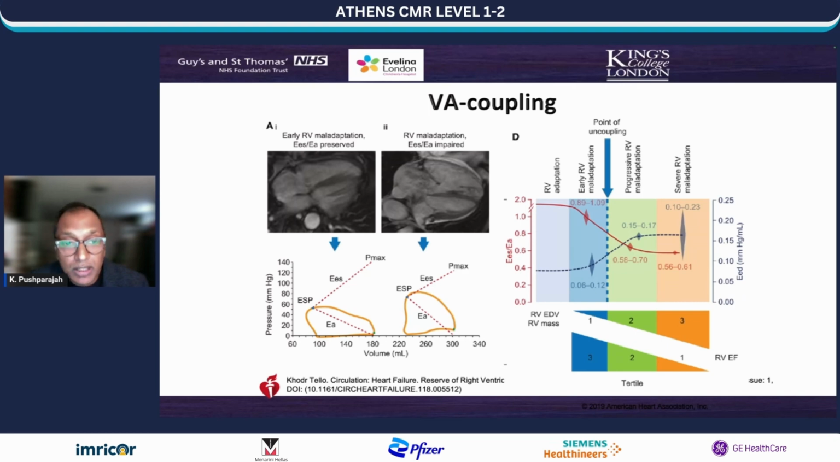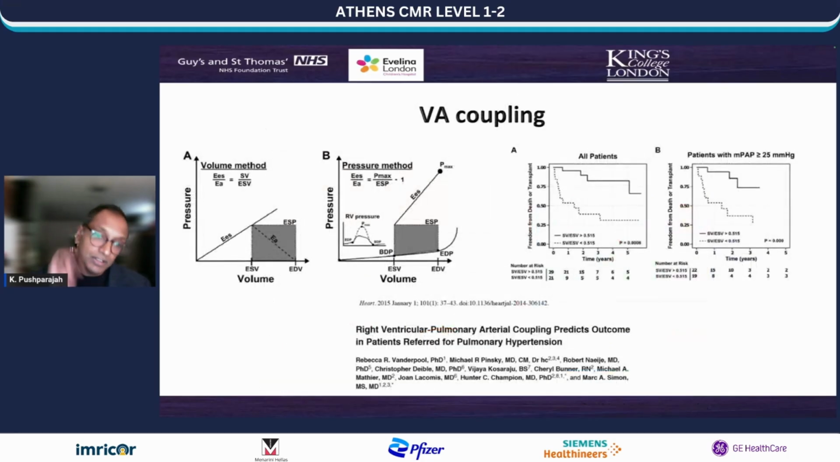And you can actually use CMR by looking at the very simple relationship of the stroke volume over end systolic volume. I won't go into a lot of detail, but I left this reference up there for those of you who want to look at it. But that very simple relationship gives you an estimate of the ventricular arterial coupling, and you can see how it prognosticates patients very nicely.